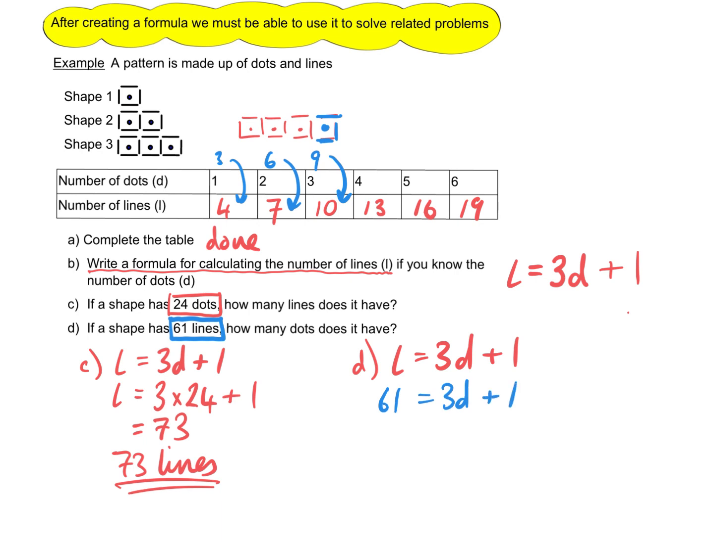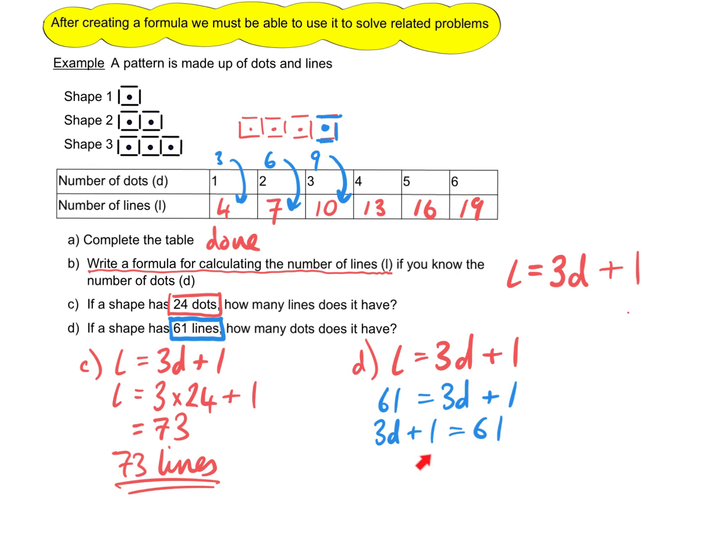Now this is slightly different than the last example, because in the last example the formula was designed to find the number of lines because it started with L equals, so I just needed to substitute that in and calculate it. In this question it's slightly different, because when I substitute that in, there are no calculations I can do. What you're left with here is an equation. So what I need to do is solve that equation. Now to solve that equation, what you might feel more comfortable doing is swapping sides. So 3D plus 1 equals 61. And then just solving as you'd normally solve an equation.